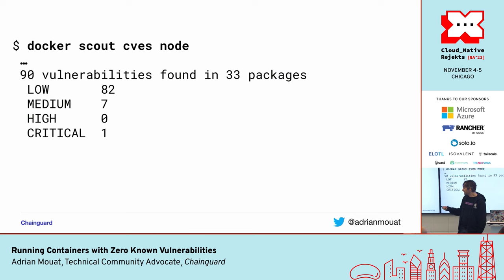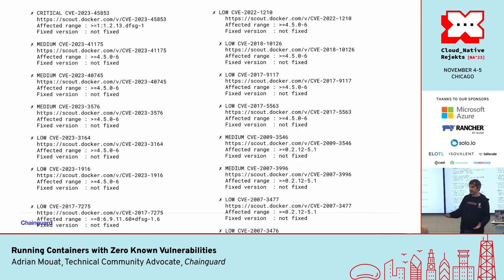The Node one's worse. In Docker Scout, I think it finds 90 vulnerabilities across 33 packages. You run it with Grype, you get a lot more. I'm not quite sure of the difference. I'm slightly thinking Docker Scout might be more accurate, but I'm not sure. The point is that you end up with a whole list of CVEs in the image. By the way, I did both those scans yesterday, so it should be exactly the same results today.